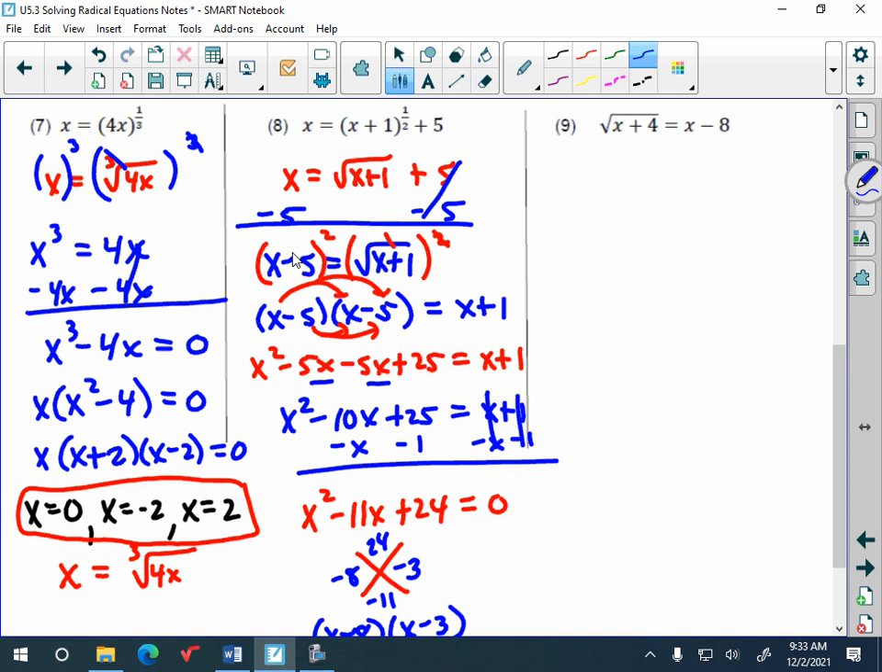8 plus 1 is 9. The square root of 9 is 3. 3 plus 5 is 8. So that means 8 works. Now I have to check 3. So 3 goes here, 3 goes here. I want to see, will this side simplify to 3? 3 plus 1 is 4. The square root of 4 is 2. 2 plus 5 is 7. 7 does not equal 3. So 3 cannot work. So the only solution is 8.